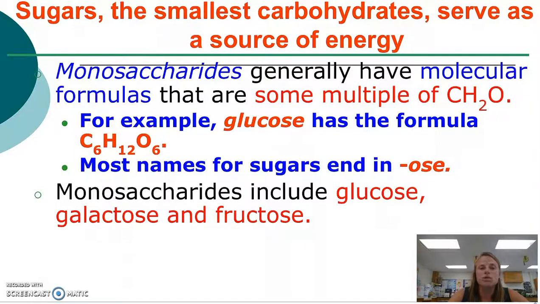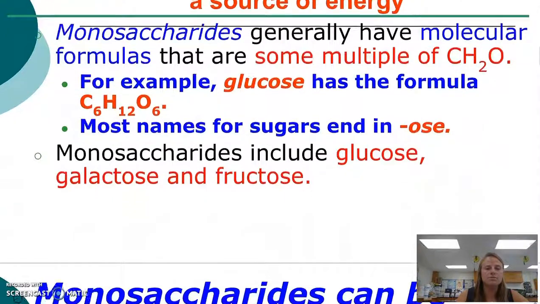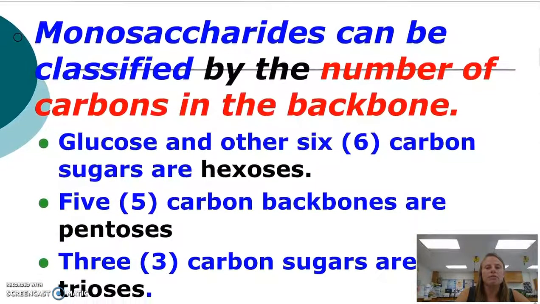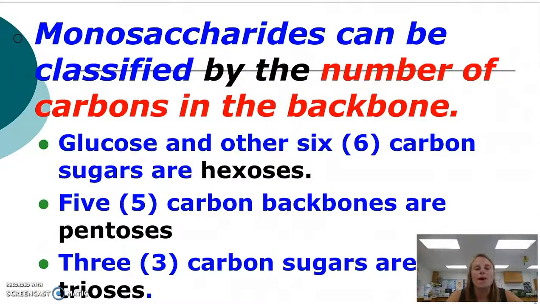So for example, glucose has the formula C6H12O6. And most names for sugars, most names for carbohydrates, end in -ose, such as glucose, galactose, and fructose, which are three types of monosaccharides. So how are these monosaccharides classified? Well, they can be classified by the number of carbons in the backbone.